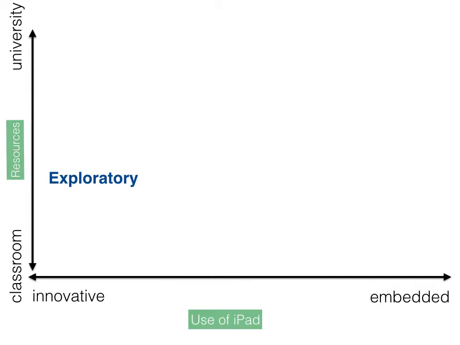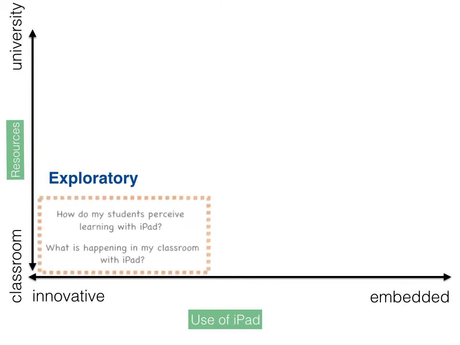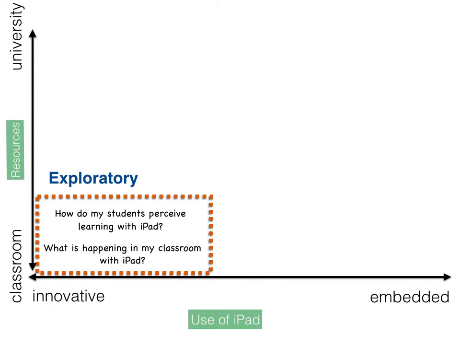So this is one way in which we can think about these types of research questions, and the first of these, right at the left-hand side and the bottom, is the exploratory question. Typically these are questions that you might set about answering when you've just introduced iPad. So it's new, you're not really clear about what's going on, and you're trying to find an idea of how students are using the device, what's happening in the classroom. So these are typical questions that we would describe as exploratory.